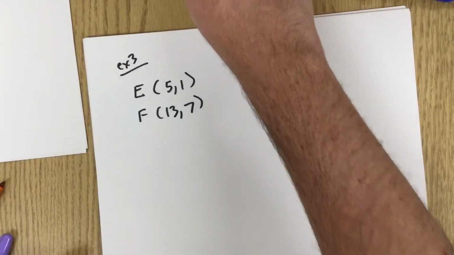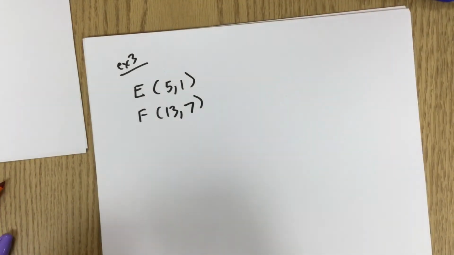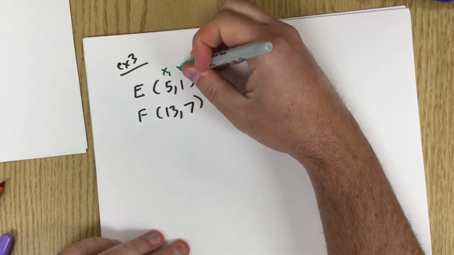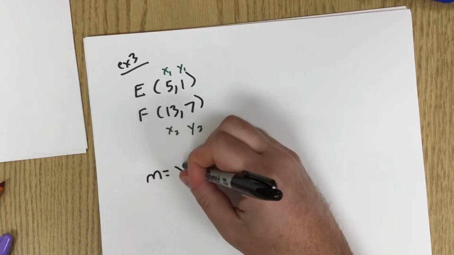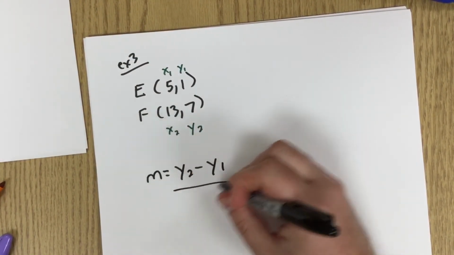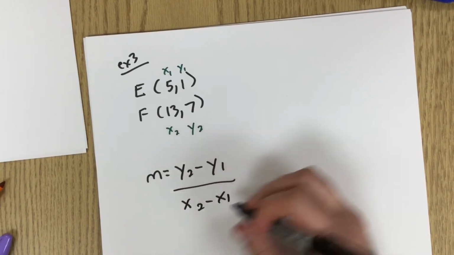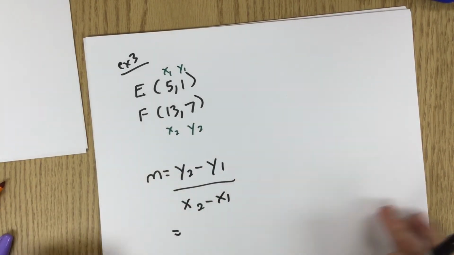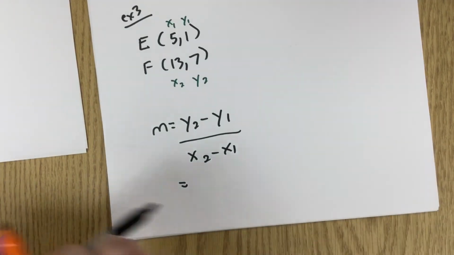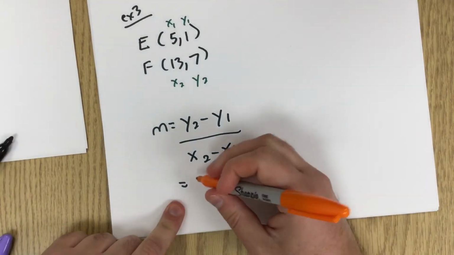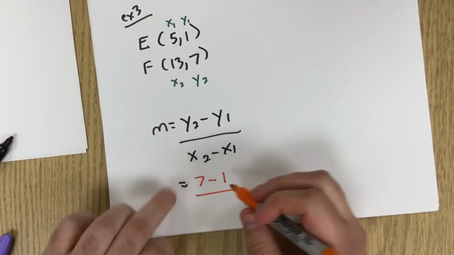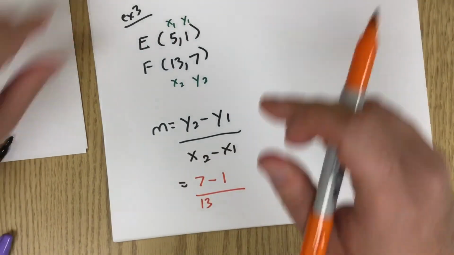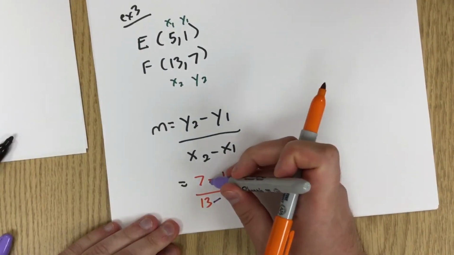So this one over here, I'm going to start going a little bit faster. x1, y1, x2, y2. Our formula is y2 minus y1 over x2 minus x1. M stands for slope again. And that's going to give us 7 minus 1 over x2 is 13. Oh, we're doing the minuses in a different color. It should have been in the purple.